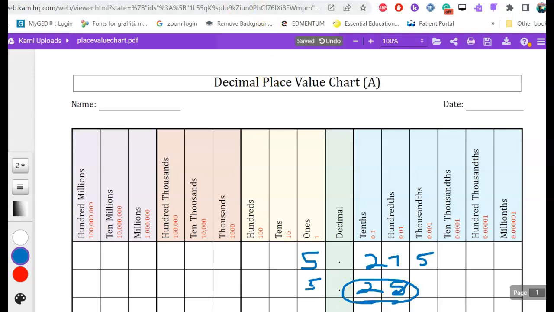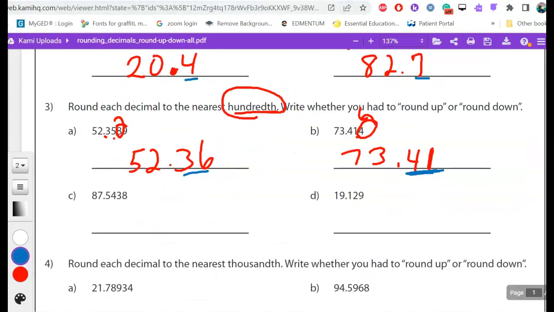Let's keep it going. All right, let's look at letter C. Rounding to the nearest hundredths place, I see my 4 is in the hundredths place, but I'm taking a look at the 3. So if I'm taking a look at the 3, that 3 is telling 4 to do what? Stay the same. Stay the same, okay? Because it's not bigger than 5. So basically, stay the same. So my answer is 87.54. Dropping everything off, okay?